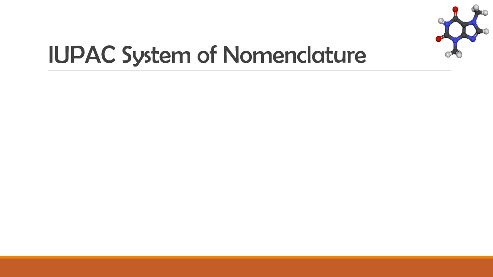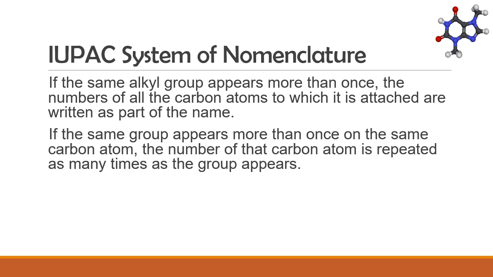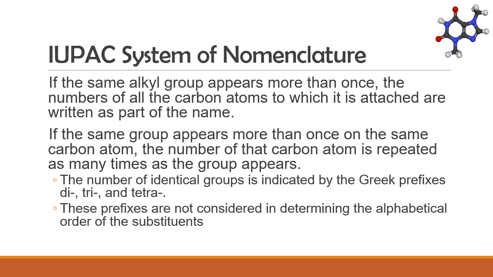As we learned in the previous slide, there are a couple of things to consider when naming substituents or side chains. First, if the same alkyl group appears more than once, the numbers of all the carbon atoms to which it is attached are written as part of the name. Next, if the same group appears more than once on the same carbon atom, the number of that carbon atom is repeated as many times as the group appears. The number of identical groups is indicated by the Greek prefixes di, tri, and tetra. These prefixes are not considered in determining the alphabetical order of the substituents.